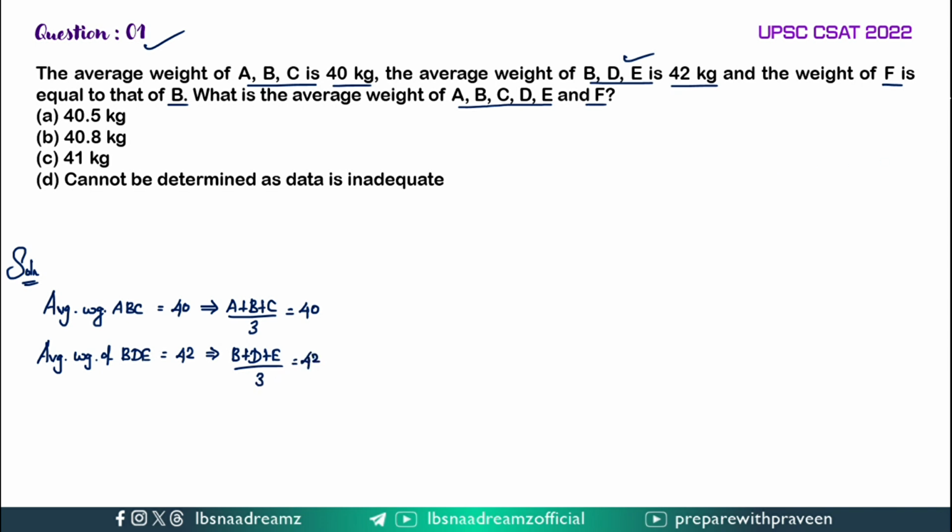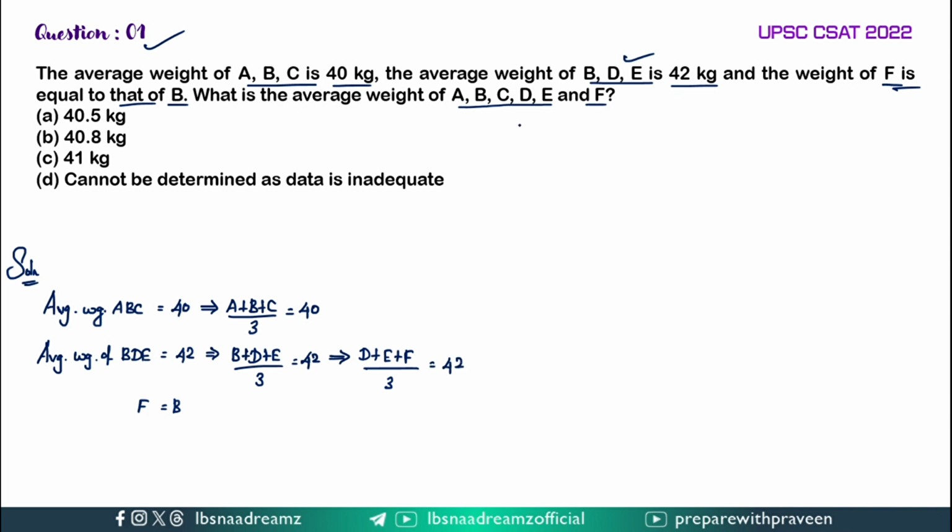The weight of F is equal to that of B. So the weight of F is equal to B. So according to the question, F is equal to B. So we can write this as D plus E plus F divided by 3 is equal to 42, right?